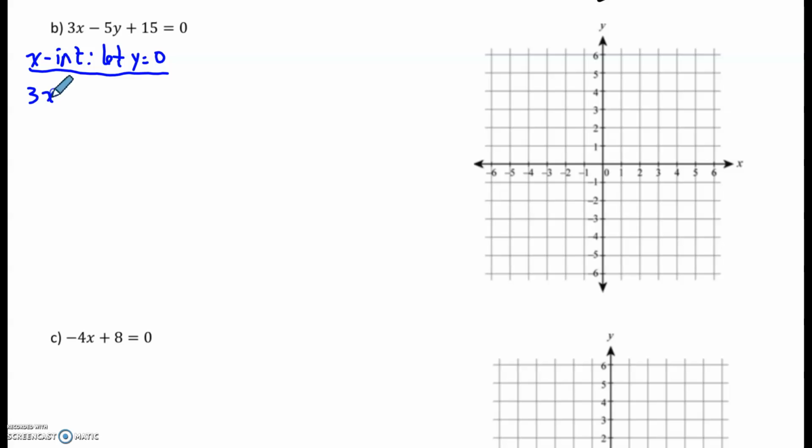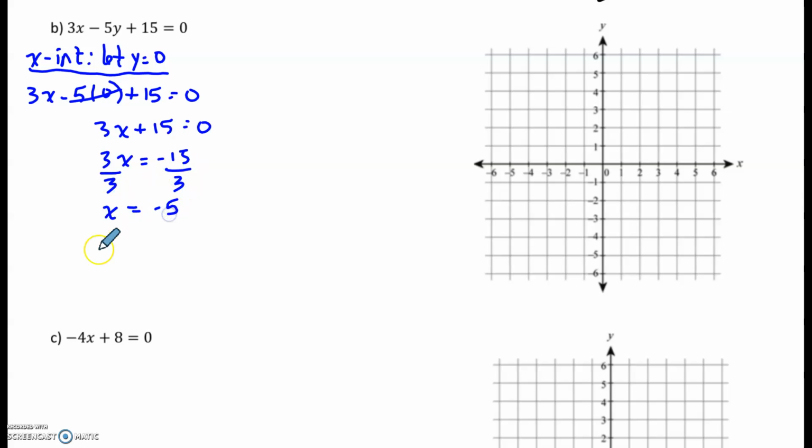So it's going to be 3x minus 5 times 0 plus 15 equals 0. 5 times 0 is 0, so I'm left with just 3x plus 15 equals 0. I'll bring 15 to the other side, or subtract both sides by 15. Divide by 3. And x is going to equal negative 5. So we'll write that as an ordered pair. So I have negative 5 as my x value, and we know that y is 0. And we'll go ahead and plot that on the x-axis.